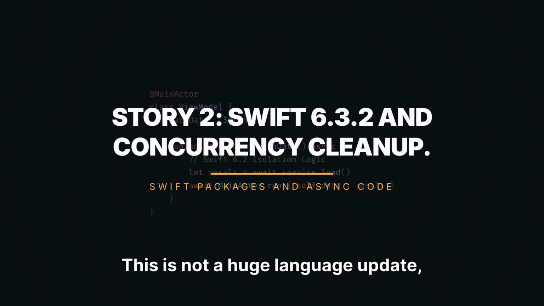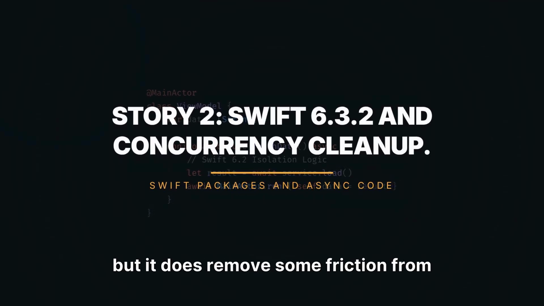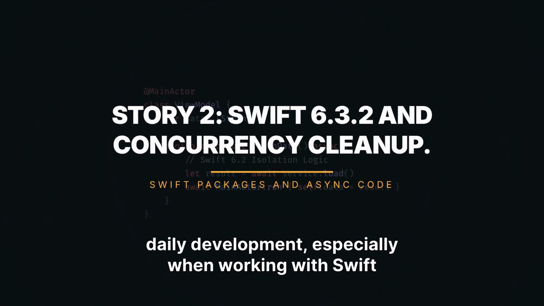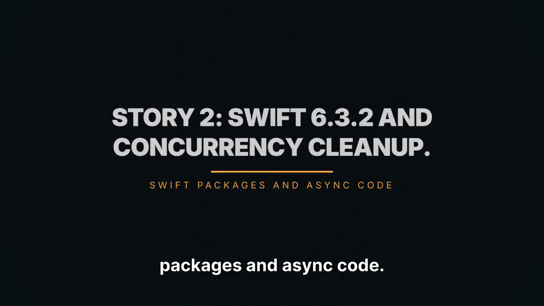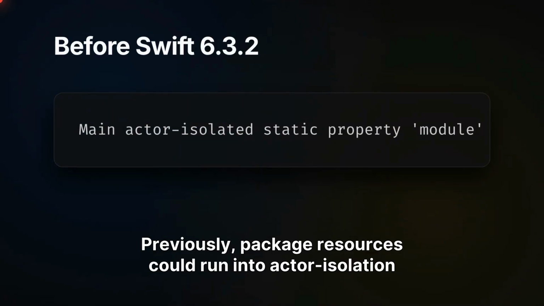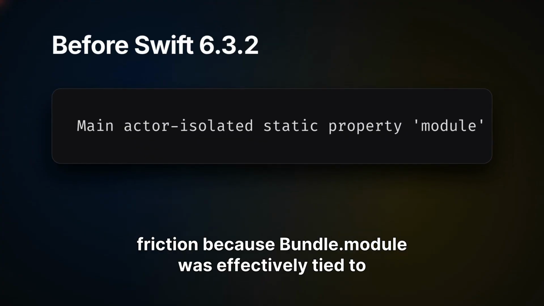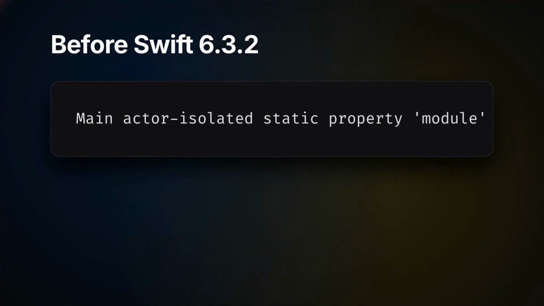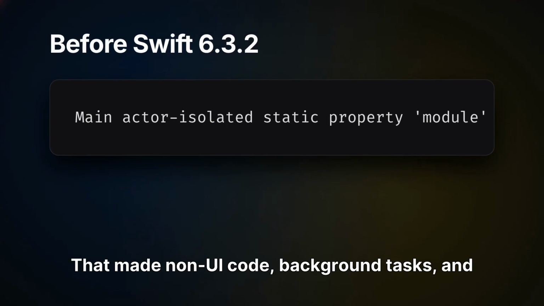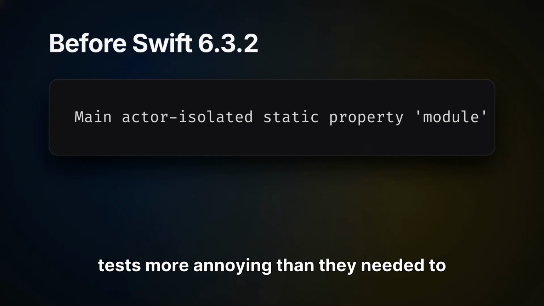Story 2. Swift 6.3.2 and concurrency cleanup. This is not a huge language update, but it does remove some friction from daily development, especially when working with Swift packages and async code. Previously, package resources could run into actor isolation friction because Bundle.module was effectively tied to the MainActor. That made non-UI code, background tasks, and tests more annoying than they needed to be.